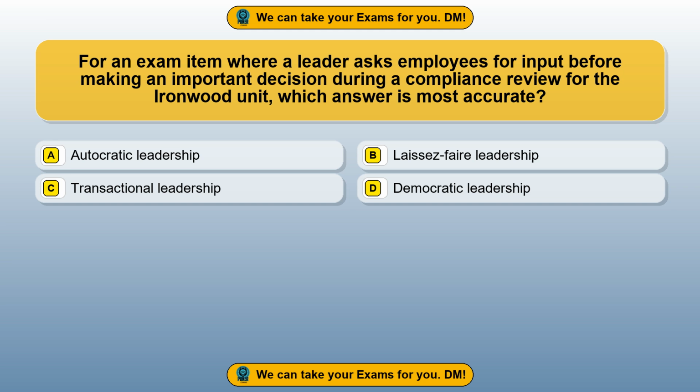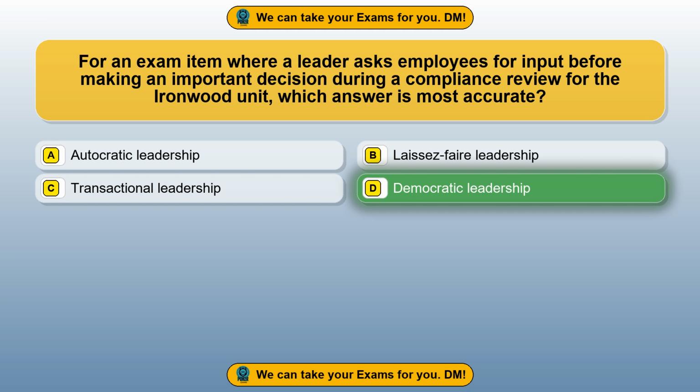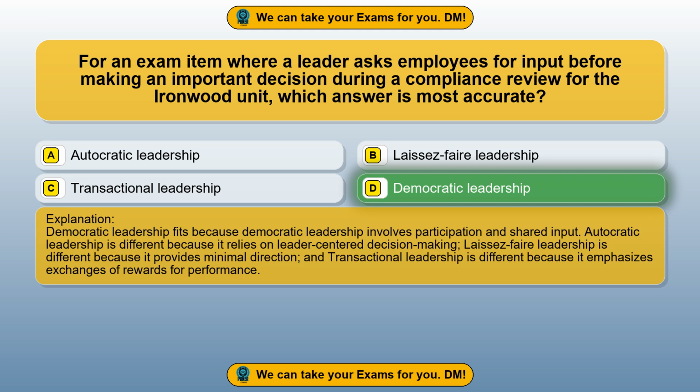Option B, laissez-faire leadership. Option C, transactional leadership. Option D, democratic leadership. The correct answer is option D, democratic leadership. Democratic leadership fits because democratic leadership involves participation and shared input.